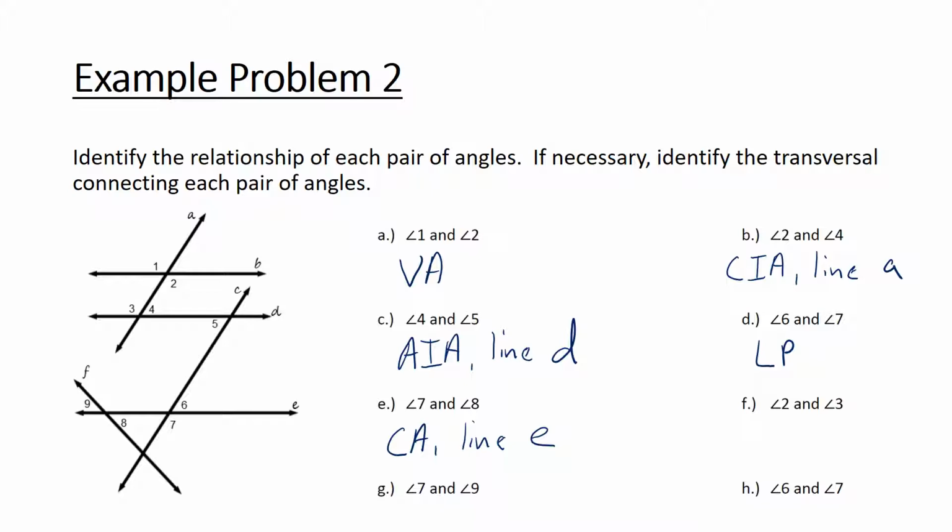Looking at angle 2 and angle 3, they're connected by this line A. With both being interior angles and being on different sides of the transversal, these would have to be alternate interior angles with line A as the transversal.